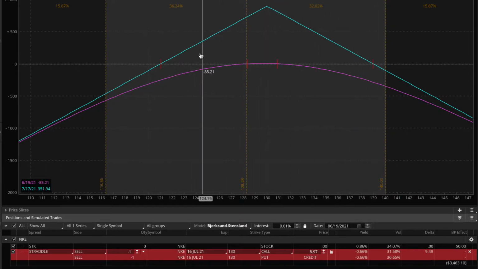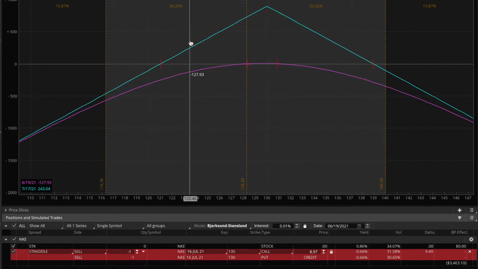Now for the purpose of this video, just focus on this blue line here. This will show you the payoff or the profitability of this straddle by the expiration date, by July 16th. And these small red ticks right here and over here show you the break-even points for this straddle. So essentially, as long as by July 16th, Nike is somewhere in between about 121 bucks per share and 139 bucks per share, anywhere in this range, you will make some profit on this position. It might just be $1, it might be $600, but this is your zone of profitability.